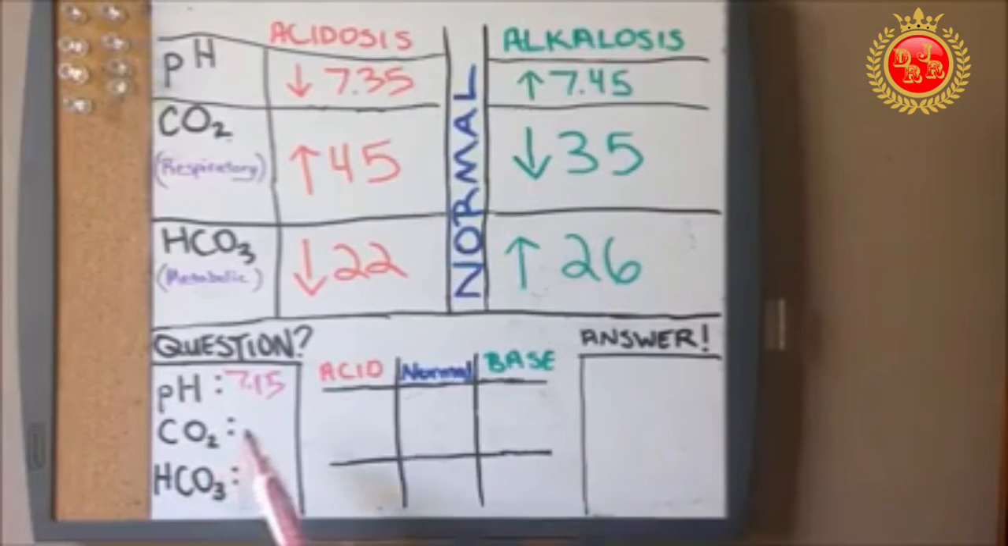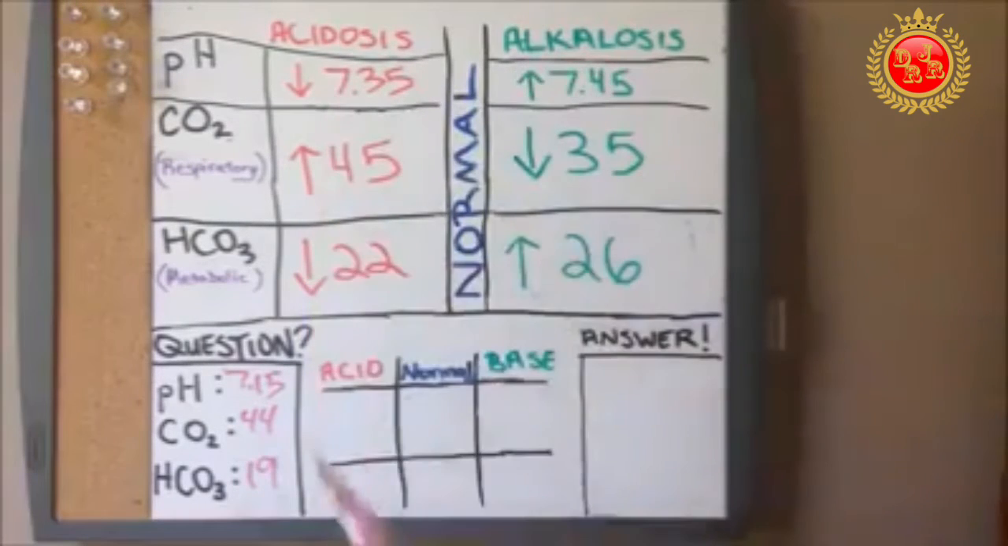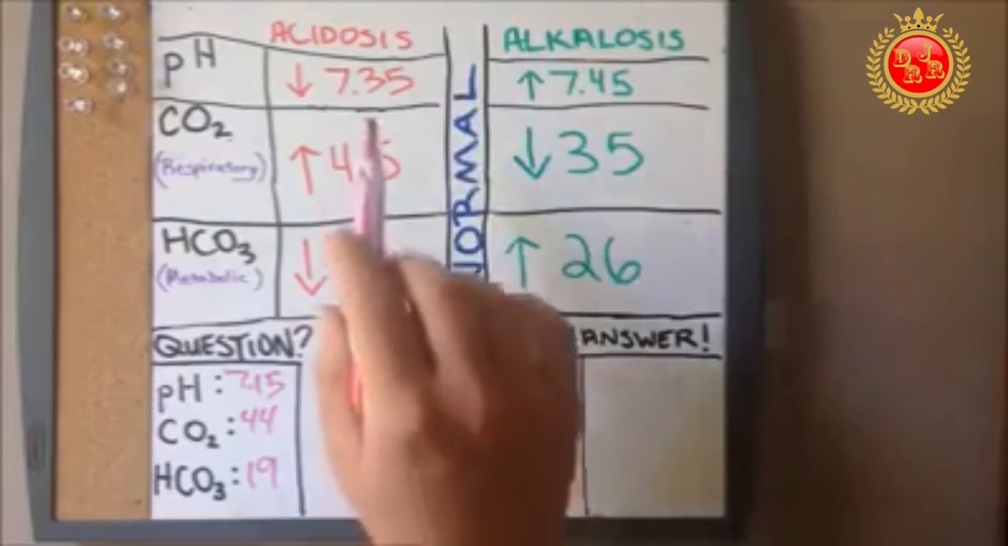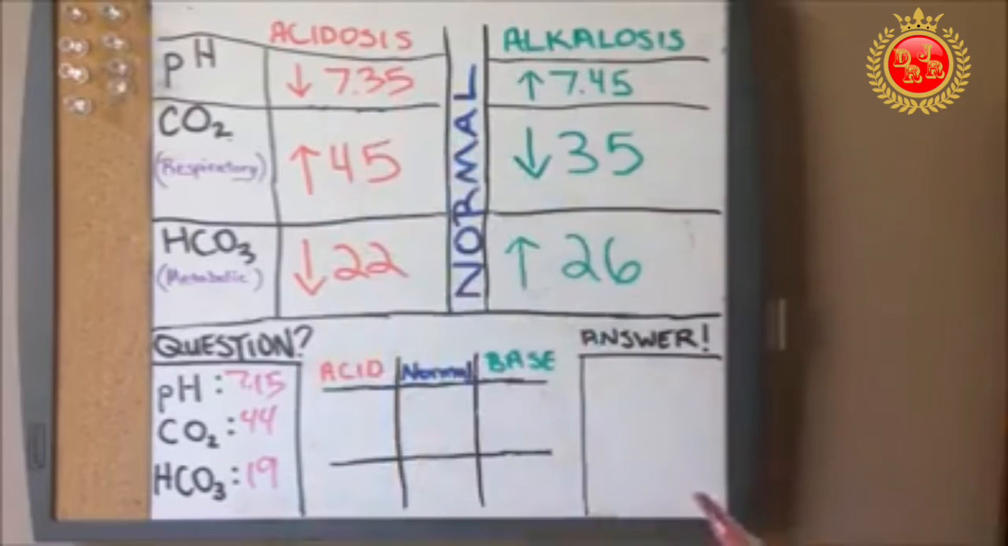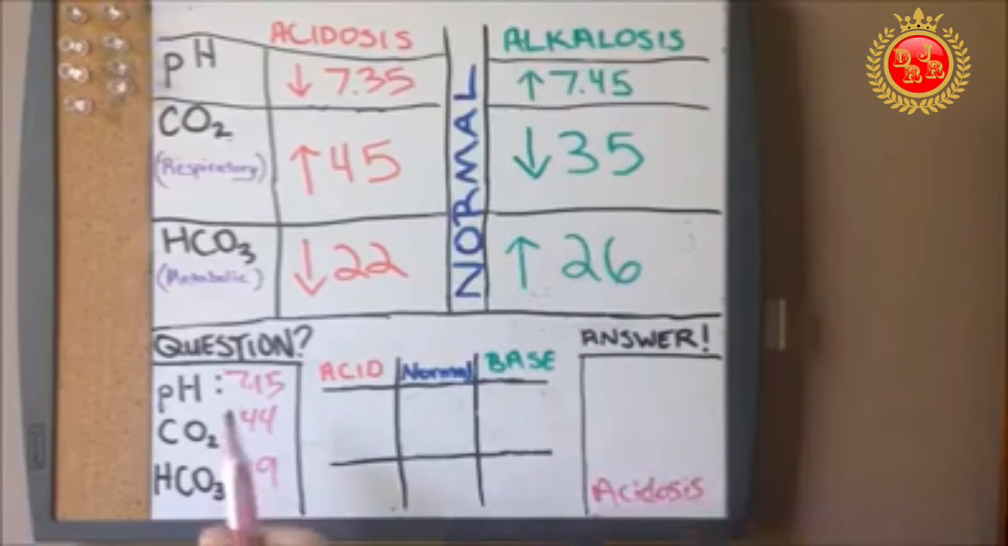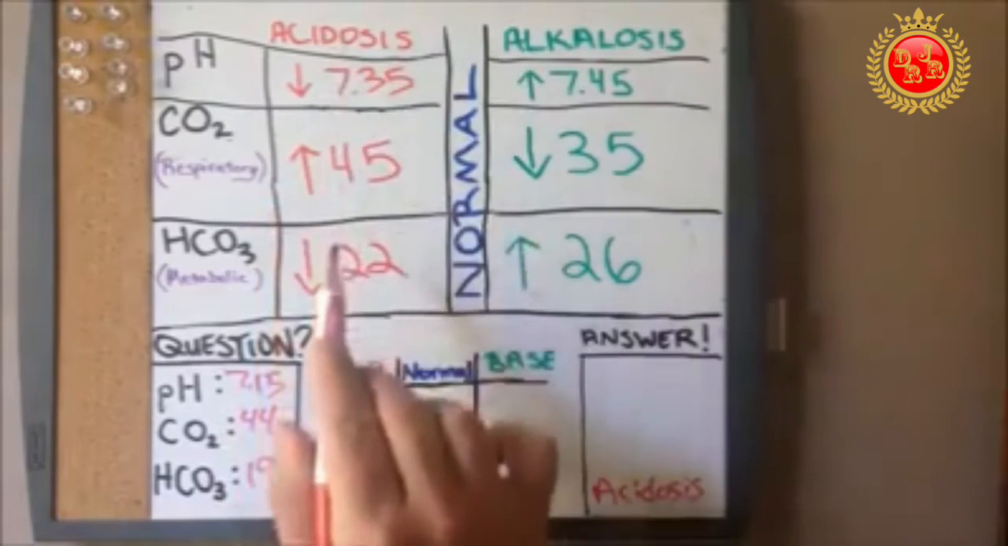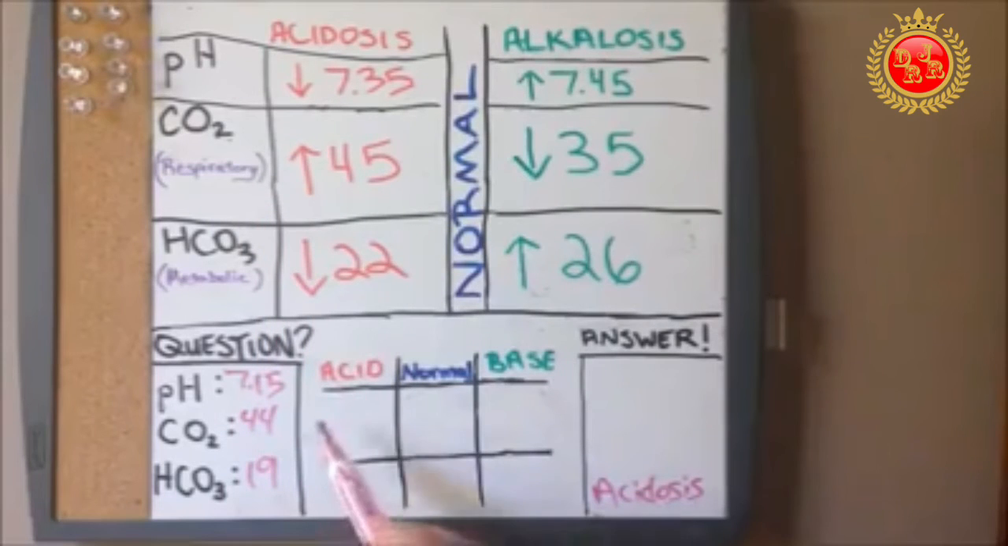We have a CO2 level of 44, and we have a bicarbonate level of 19. So as always, begin with pH. 7.15 is most definitely lower than 7.35. Therefore, right off the bat, we know already that what we have is acidosis. Because the pH is falling underneath the acidosis column, let's write it down here underneath the acidosis column.